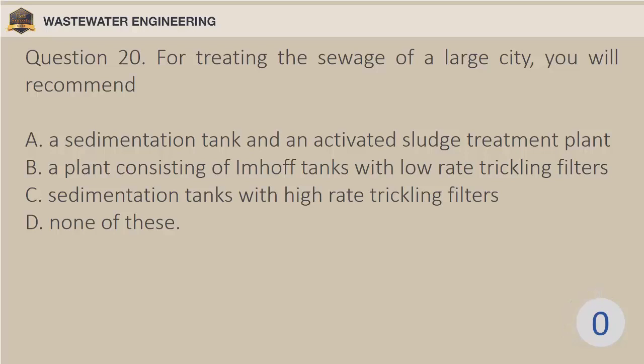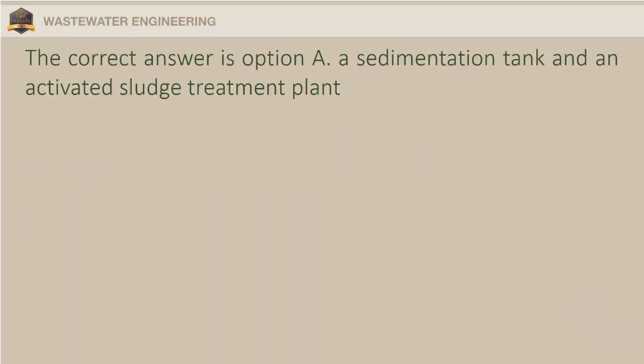The correct answer is option A. A sedimentation tank and an activated sludge treatment plant.